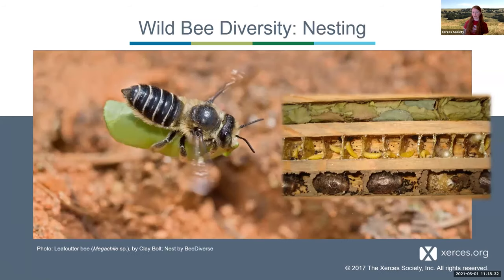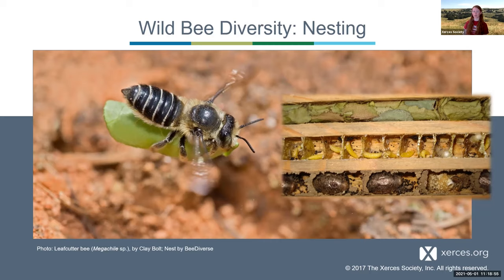Bees are also diverse in the ways that they nest. So here we have a leafcutter bee. If anyone has seen those bee blocks or bee hotels out on the landscape, these are the types of bees that you might find nesting in there. This leafcutter bee is cutting a whole bunch of small pieces of leaf. She'll fly them back individually and create little chambers in there that she lays her nest on.